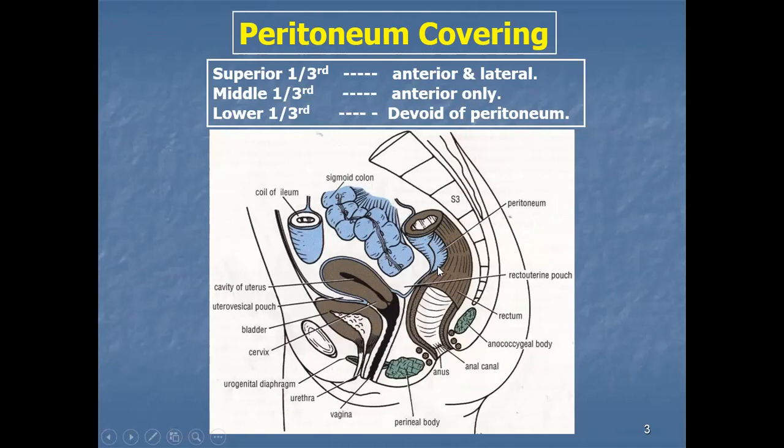But if you see the middle one third, it covers only the anterior surface. This is the middle one third of the rectum. Only anteriorly it is covering. On the lateral side it is absent. Then in the lower one third, it is totally devoid of the peritoneum. Devoid means no peritoneum at all, because this peritoneum will then go and cover the uterus in the case of a female, and the bladder in the case of a male. So the lower one third is devoid, meaning absence of peritoneum.